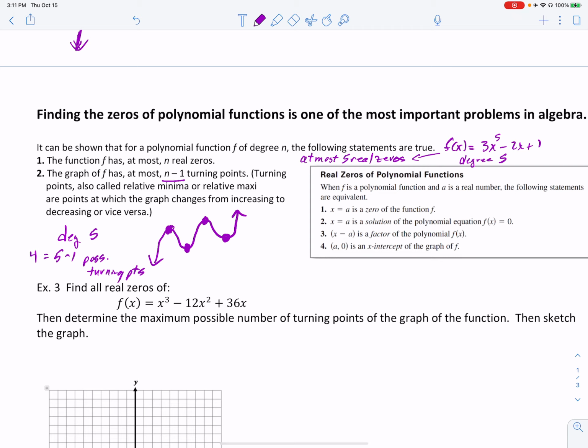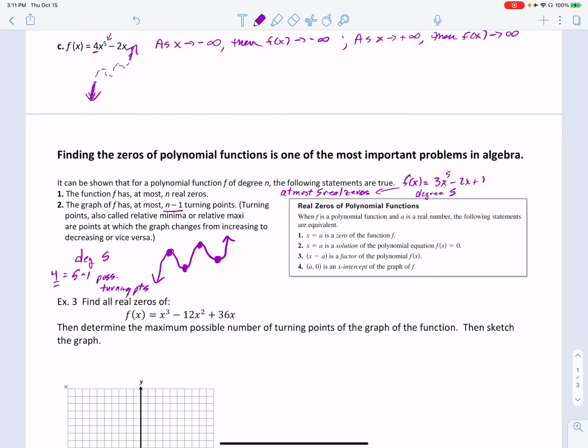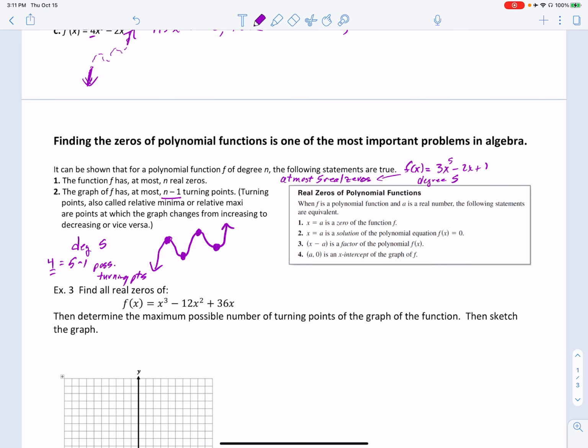Or 4. If the degree is 5, the maximum possible number of turning points is 4. You don't have to have 4, but you could have up to that many. Those turning points are where you get your relative max and relative min points. It's where the graph changes from increasing to decreasing and vice versa. So a little bit about that.